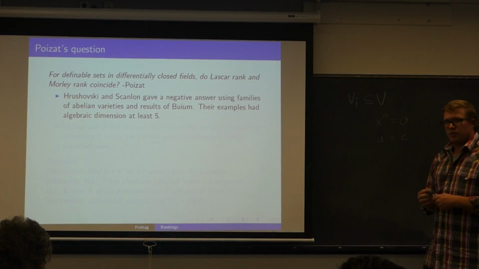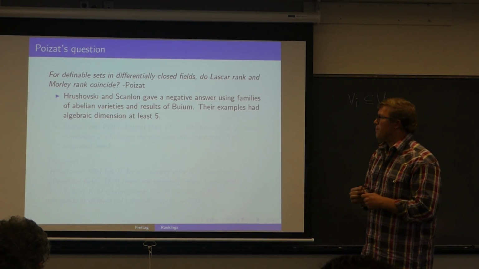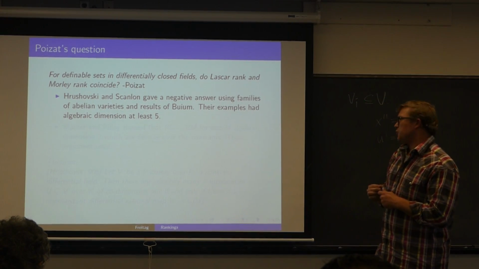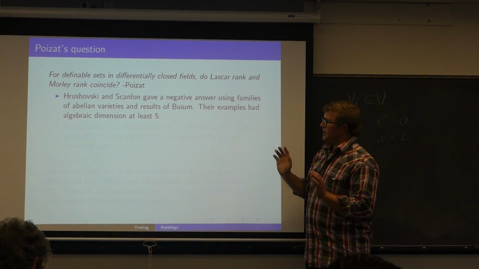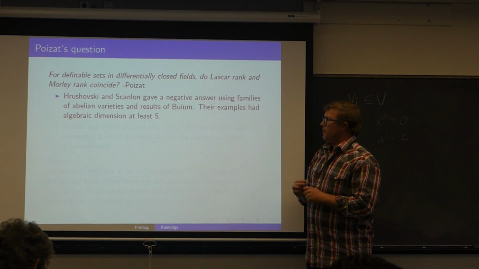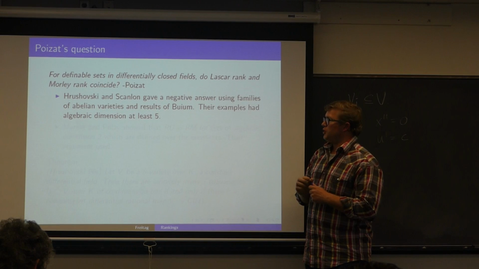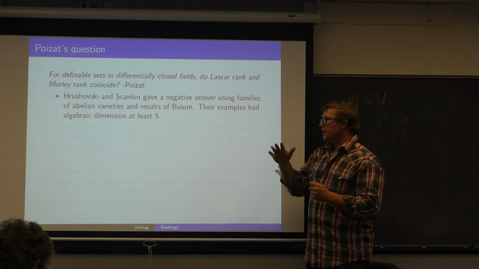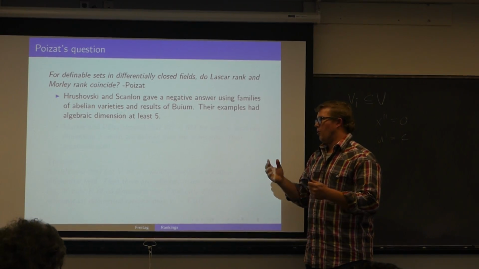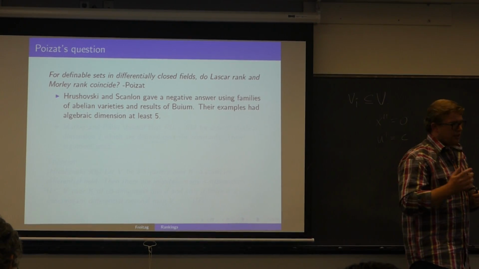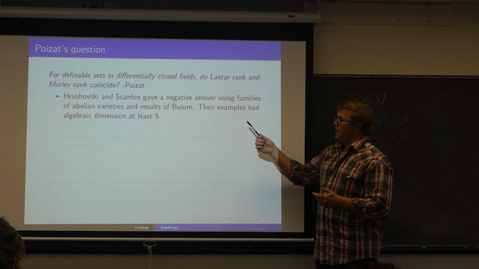Somehow, after you prove a strong minimality result, you expect to be able to prove something like that. Their examples had algebraic dimension at least 5, and I didn't define algebraic dimension yet, but for me, that is the transcendence degree of the differential field generated by a generic point on the variety. Or if you're working with a single equation in a single variable, it's the order of the equation.